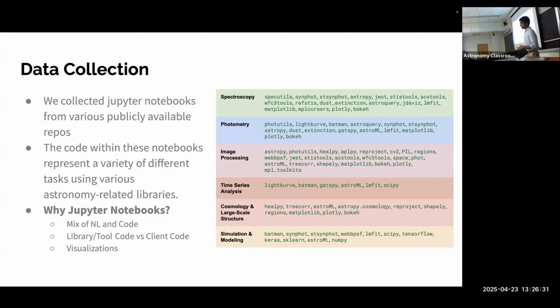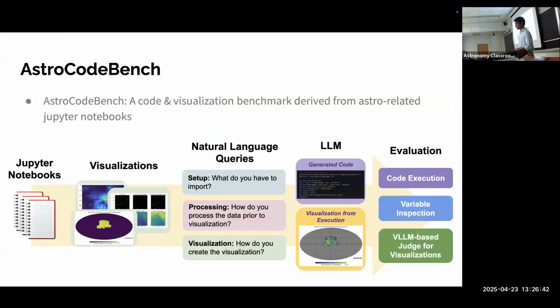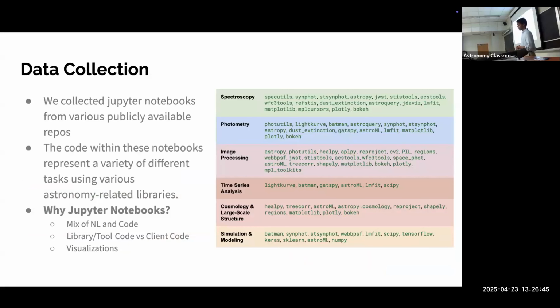And so the question is, why do we use Jupyter notebooks? Jupyter notebooks themselves have a mixture of natural language and code, which is practically very useful when we are trying to create these natural language queries. But more related to our research, related to what Jessy discussed earlier, the code that's available in the wild is usually very API-like, very related to code for creating libraries and tools. And that's mostly the kind of code that's publicly available. A lot of Jupyter notebooks are representative of the code that uses these APIs, the kind of client code that we want the models to generate and to evaluate. And so that's why we use Jupyter notebooks.